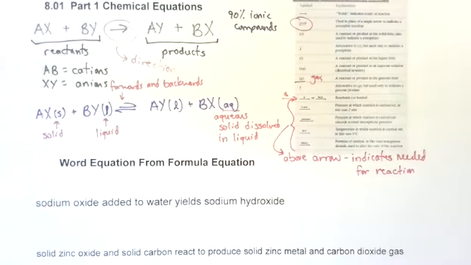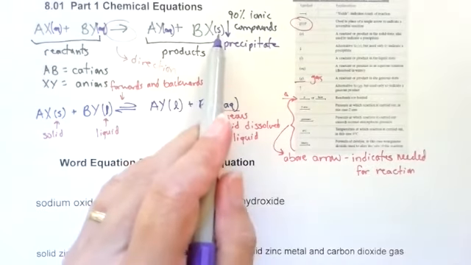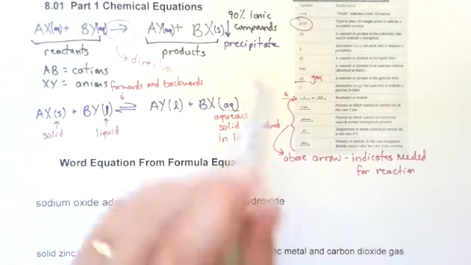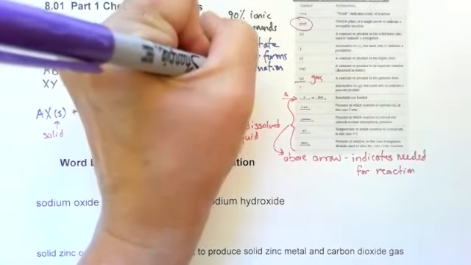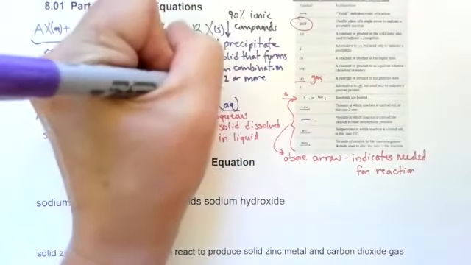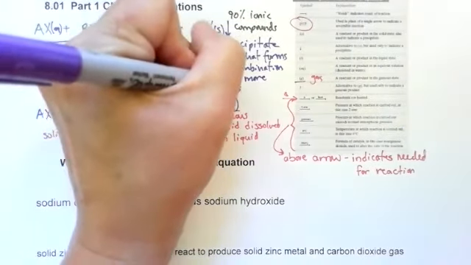A precipitate. And we had that definition on the last sheet, that it's a solid that forms from 2 or more aqueous solutions. Sometimes you'll see it just as a solid, sometimes you'll see it with this down arrow, but let's rewrite that definition. So a precipitate is a solid that forms from the combination of 2 or more aqueous solutions.